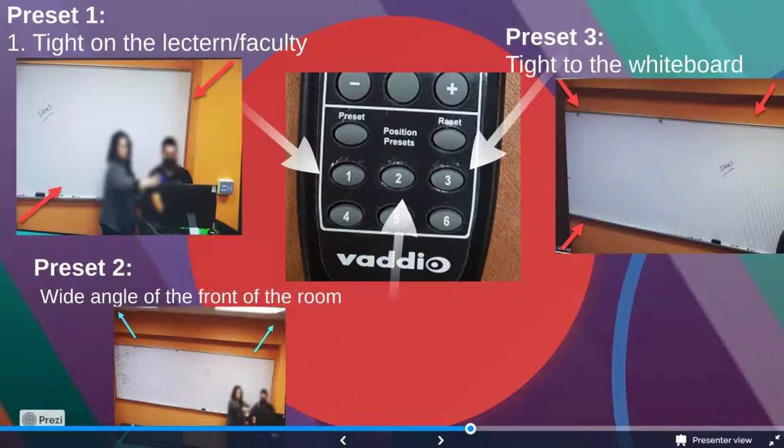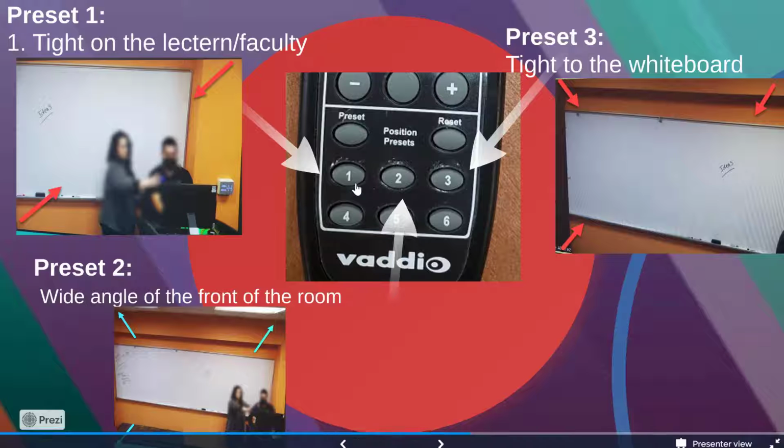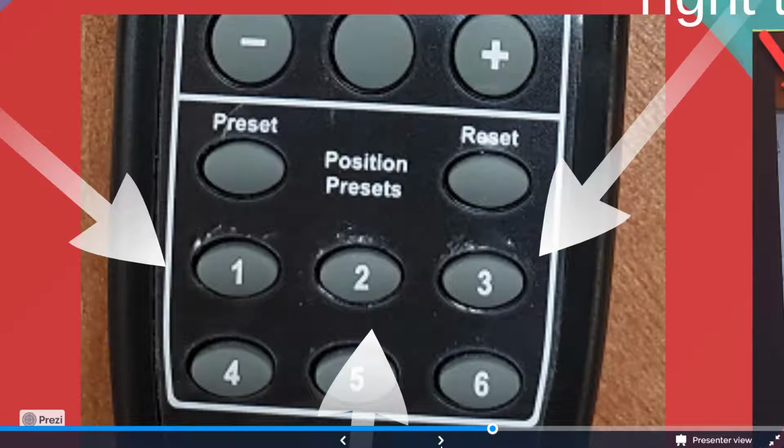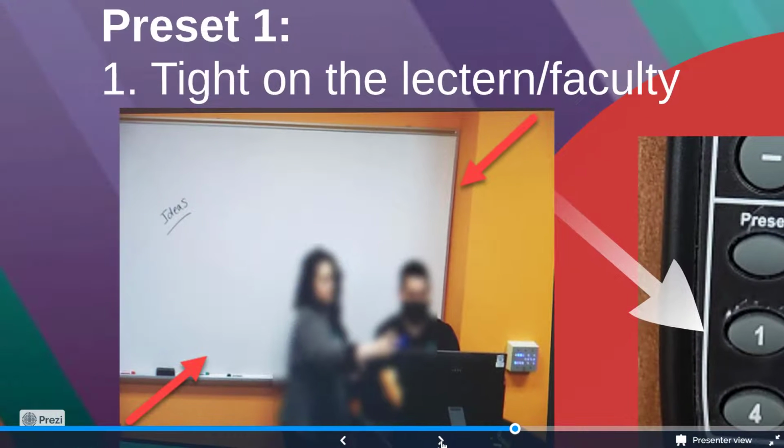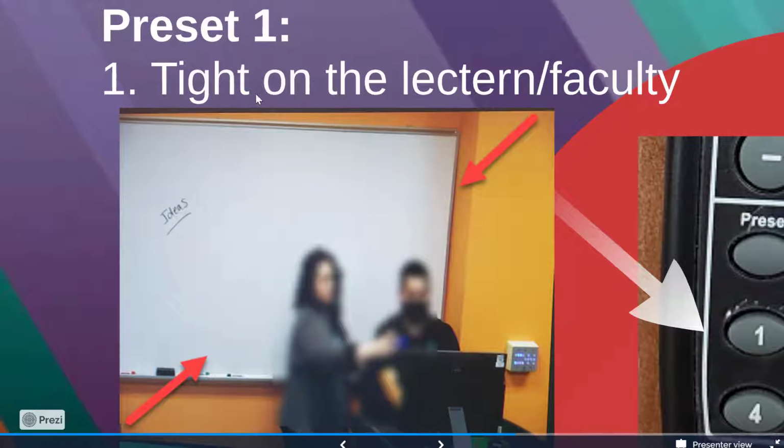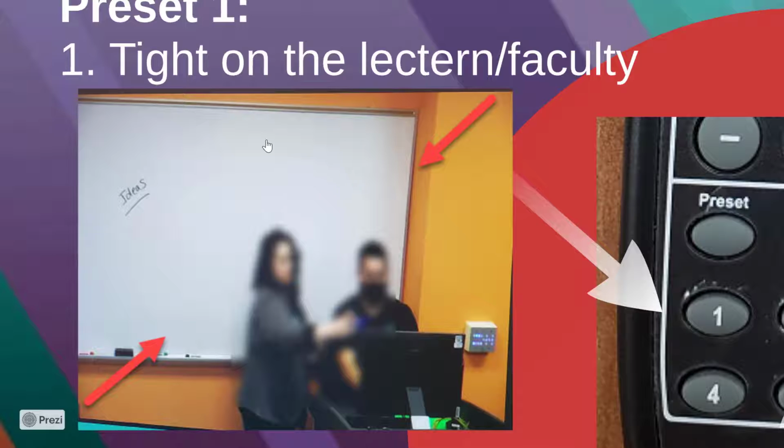There are also presets for you to choose from. So instead of having to always make all of those movements on the remote, you can just simply find the one that you need with these presets, which are located at the bottom of the remote and are represented by numbers 1, 2, and 3. Preset 1, when selected, becomes tight on the lecturer/faculty member. So here's a little example of what that zoom in is going to look like if preset 1 is selected.